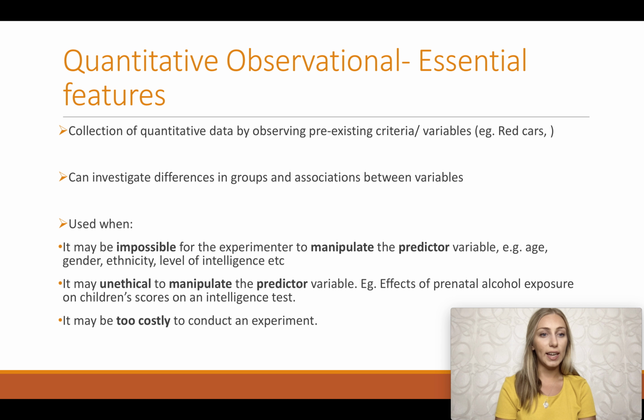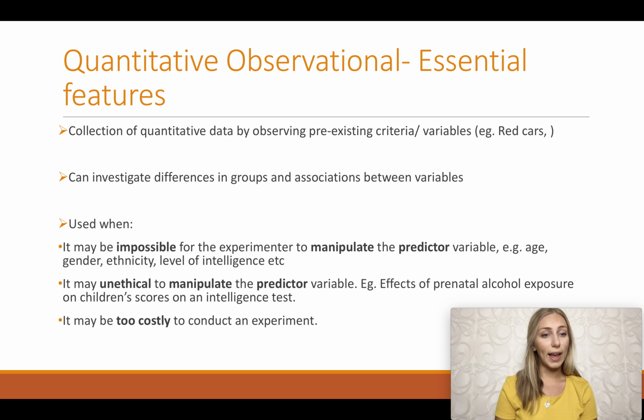Another essential feature is that it can investigate the differences in groups and associations between the variables. Another is that we use the quantitative observational method when it may be impossible for the experimenter to manipulate the predictor. For example, you can't manipulate someone's age, their gender, their ethnicity, or level of intelligence. Therefore, you would be using the quantitative observational method if you were looking at these variables.